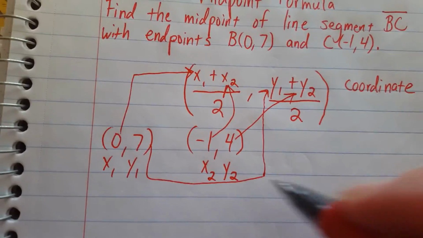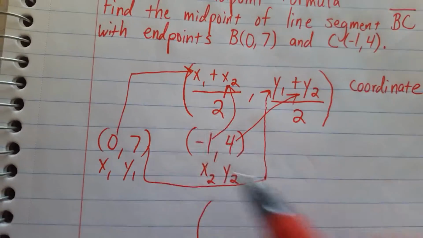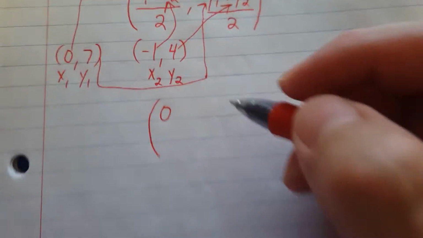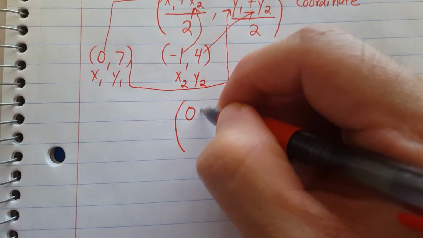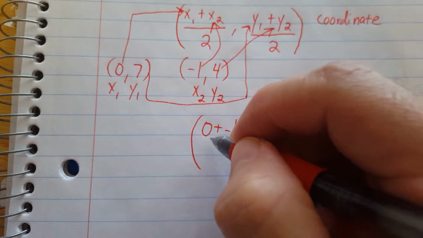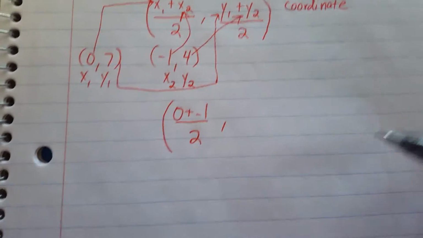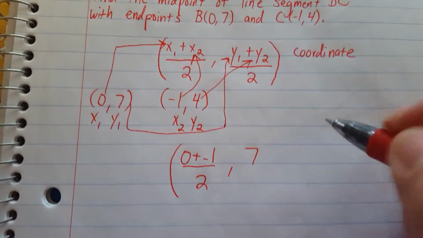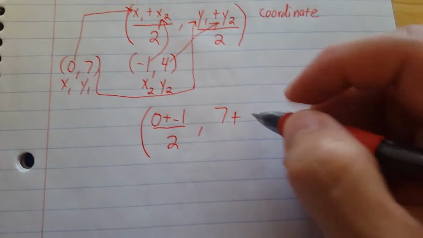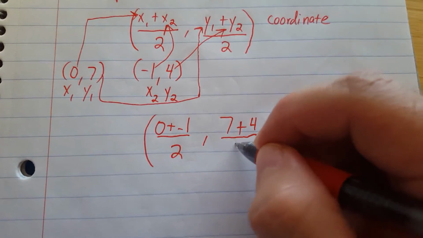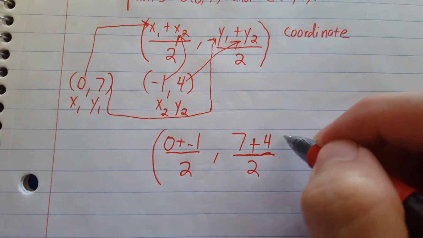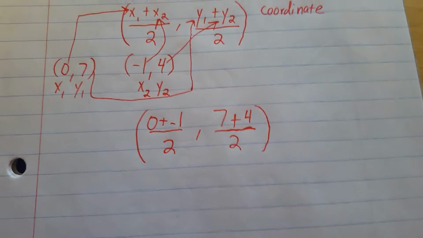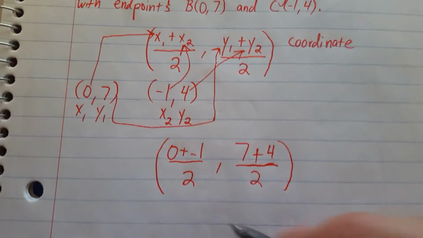Okay, so when I plug in, this is what I'm going to get. 0, which is x1, I'm going to add on to that x2, which is -1, and I'm going to cut that in half, and I'm going to do the same thing for the y's as per the formula. So y1, which is 7, add on to that y2, which is 4, cut that in half. A little messy there. Anytime you see a plus and a minus like this together, you can just make it a subtraction. It doesn't have to be more complicated than that.